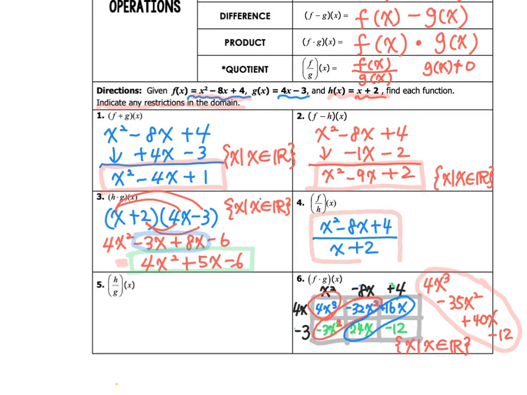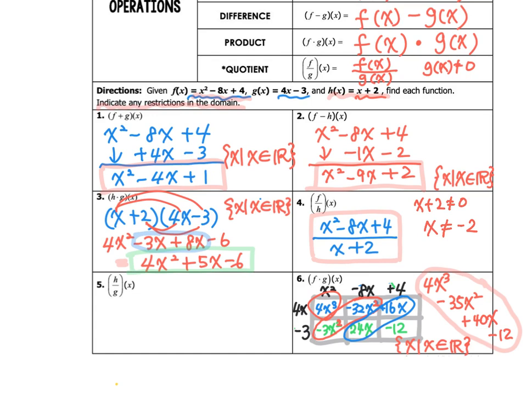However, we have one instruction. Whatever the denominator is, we cannot have a 0, right? So what makes a 0 for h? Yes, x plus 2 shouldn't be equal to 0, right? So we need to find out what makes that 0, when x is negative 2. So x cannot be negative 2.